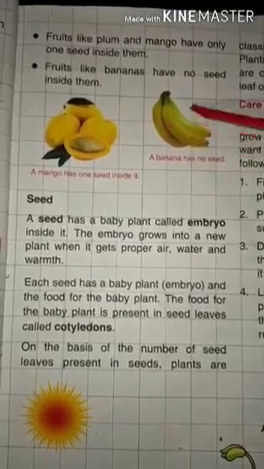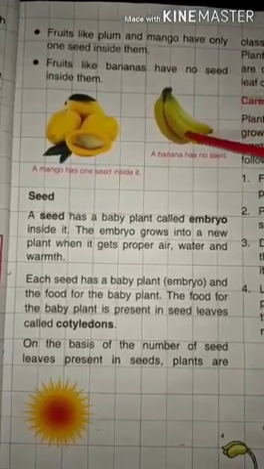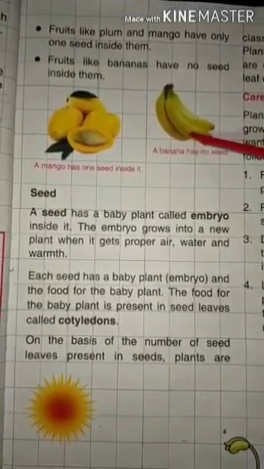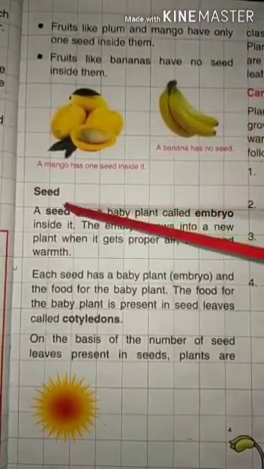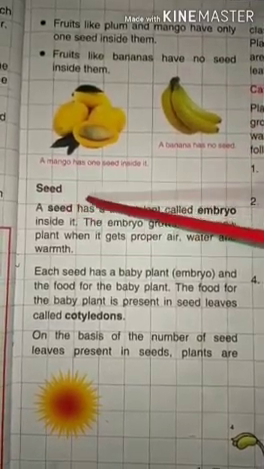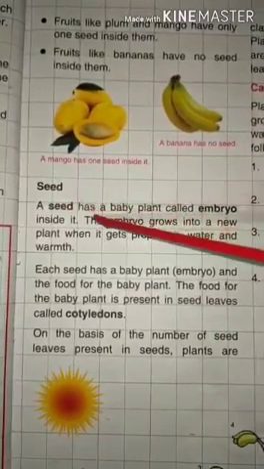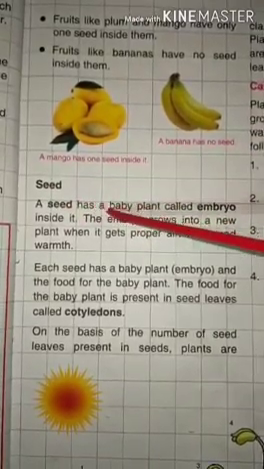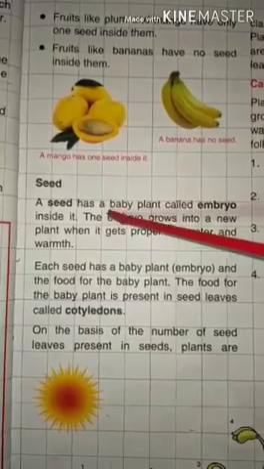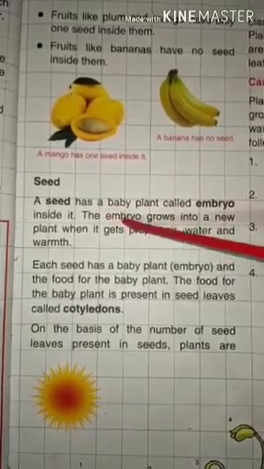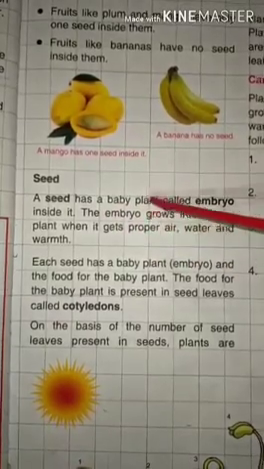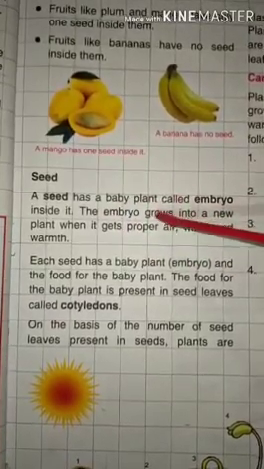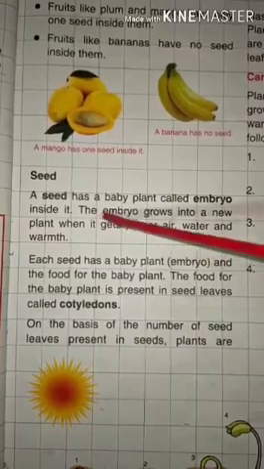And fruits like banana have no seeds inside them. Okay. So now we will start seed. Seeds are of different shapes and sizes. We eat some seeds like rice, wheat, beans, etc. Such seeds are called edible seeds.